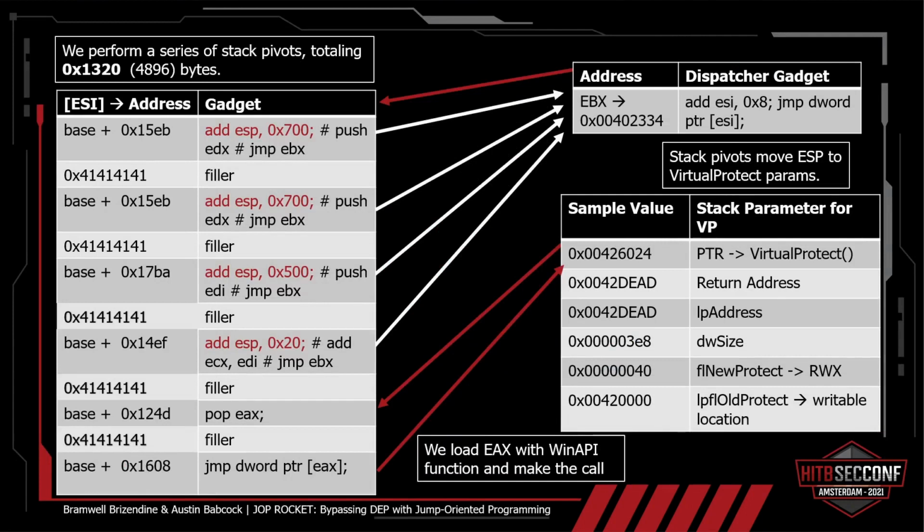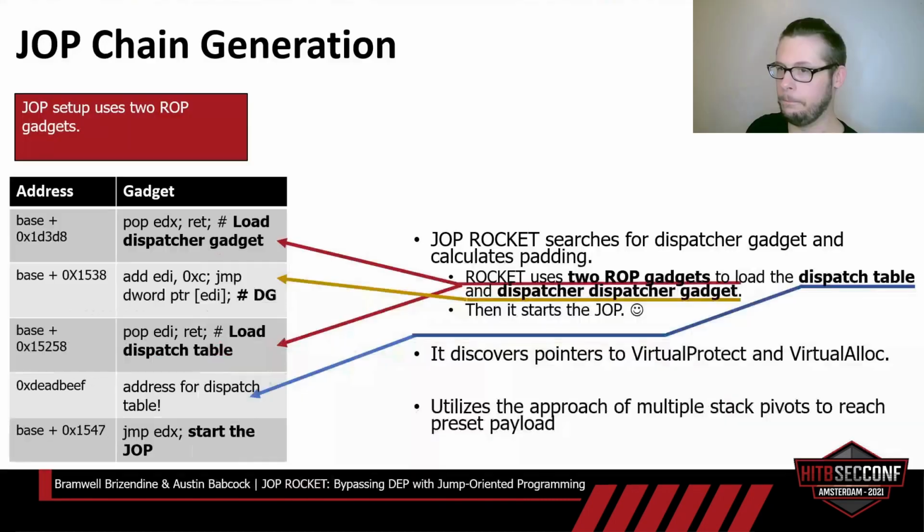So here's another example, a little bit more technical detail. So we have various add ESPs, and collectively they allow us to get to about 1,320 bytes. And then next, we pop into EAX a pointer to VirtualProtect, which JOP ROCKET finds for you, and then we make a dereference call over there. Now, this is something that JOP ROCKET takes care of, and it makes sure that all the registers are deconflicted.